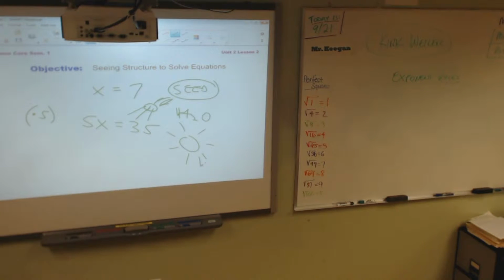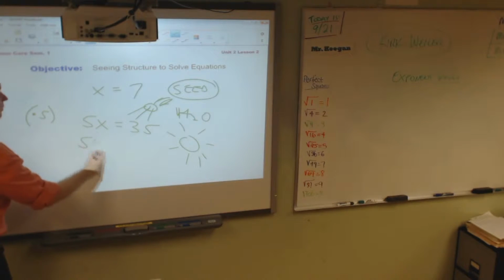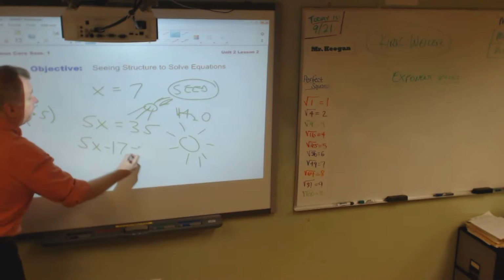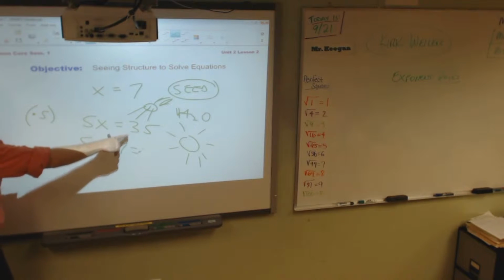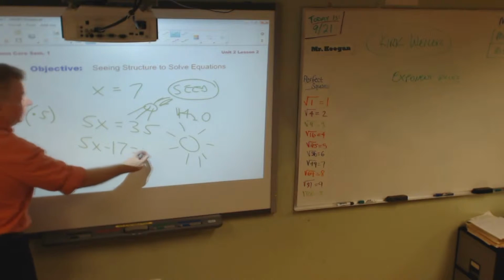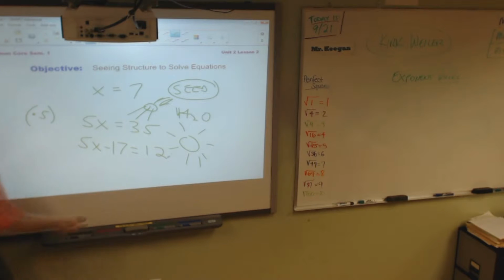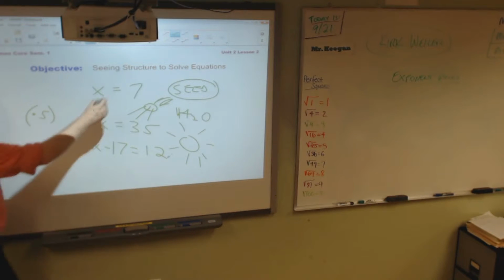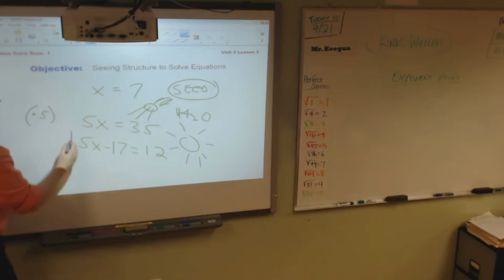You want to add or subtract a number? Subtract. Subtract what? Give me a number. 17. Good. So we have to subtract 17 from both sides. 35 take away 17 is, I think it's 12. Yeah, is that right? Yeah, it's 12. Okay. So we just grew ourselves a nice equation.